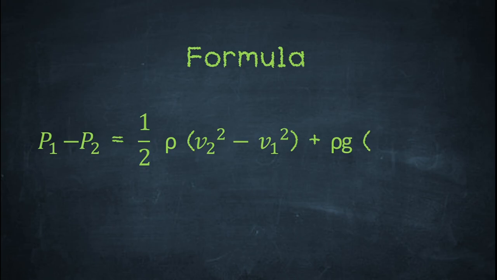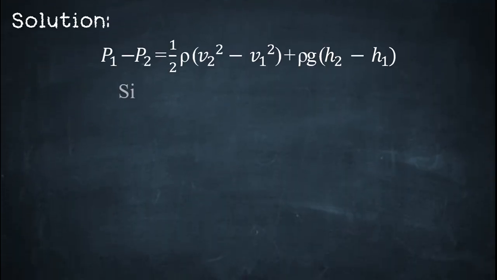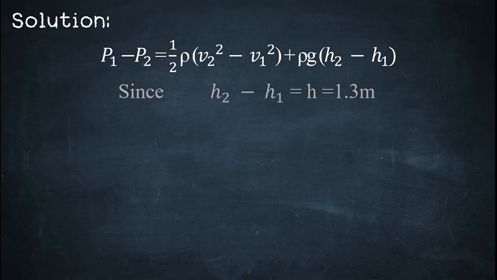P1 minus P2 is equal to half rho (V2 square minus V1 square) plus rho g (H2 minus H1). Since H2 minus H1 is equal to 1.3 meters, we will substitute it here. As well, P1 minus P2 is equal to 0. Why? Because in both cases the pressure acting on the water coming out of the pipe is atmospheric pressure, so the difference in pressure will be 0.